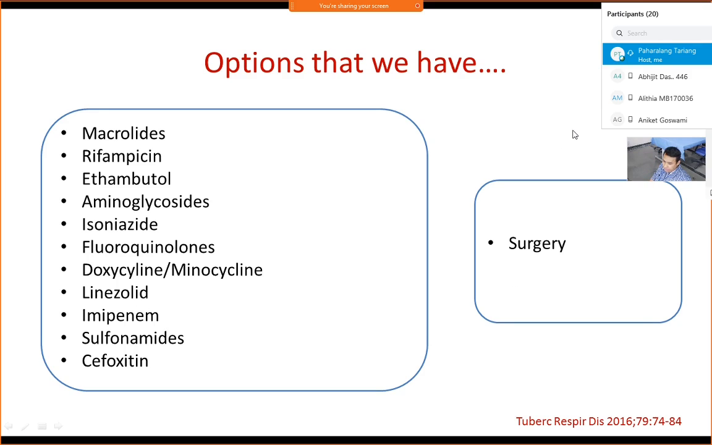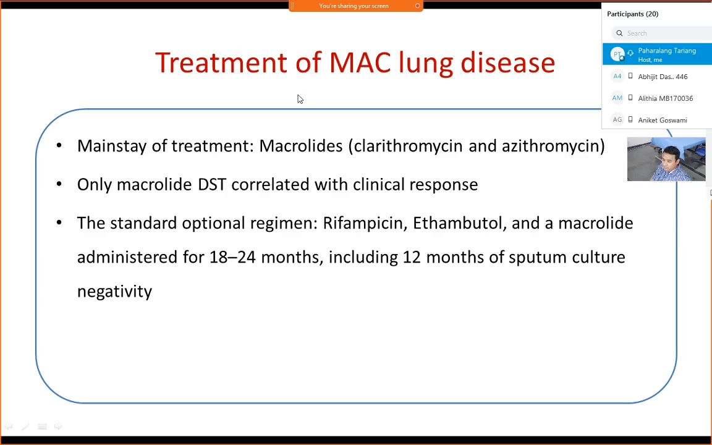Okay. So when we look at MAC lung disease, which is Mycobacterium avium intracellulare lung disease, the mainstay of treatment is of course macrolides, which is either clarithromycin or azithromycin. Only macrolide DST correlated with clinical response. The standard regimen is rifampicin, ethambutol, and a macrolide administered for 18 to 24 months, including 12 months of sputum negativity. That means you can go from 18 to 24 months, of which for at least the last 1 year the patient has to be sputum negative, and continue treatment for 1 year after he has turned negative by sputum.